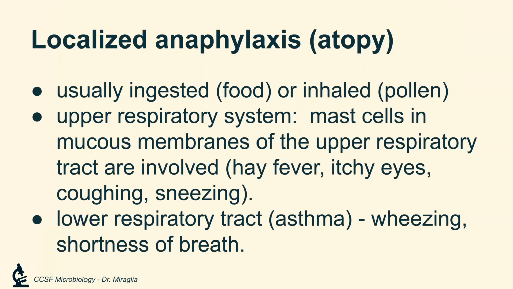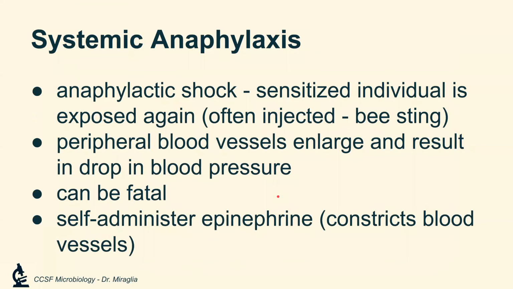If it's localized to the upper respiratory tract, you end up with things like hay fever, itchy eyes, coughing, sneezing, things that you associate with seasonal allergies. If it's in the lower respiratory tract, you might have asthma or experience a little bit of shortness of breath. So those are all pretty tolerable, at least they're not life-threatening reactions. What about systemic anaphylaxis? So we typically see this with some kinds of foods, things like bee stings. Oftentimes, if you're injected with the antigen, that can be more frequently associated with systemic anaphylaxis.